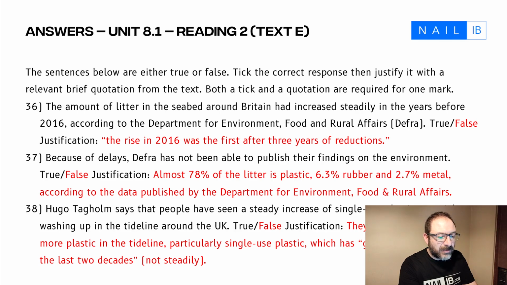Because of delays, DEFRA has not been able to publish their findings on the environment. False. In the text you read, DEFRA has not been able to take action, or because of the delays, they're delaying in taking action anyways. It's not about publishing. They publish, but they don't do anything about it. Almost 78% of the litter is plastic, 6.3 rubber, 2.7 metal, according to the data published by the Department of Environment and so on. So it was false.